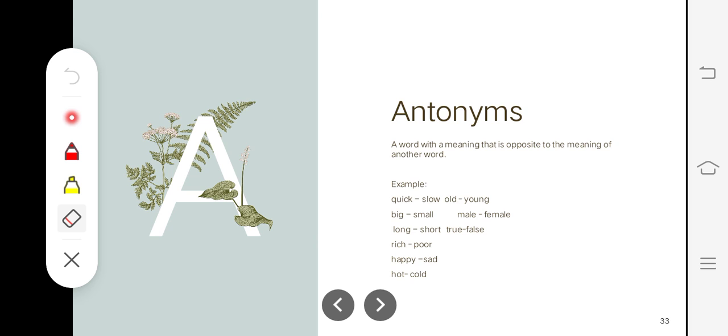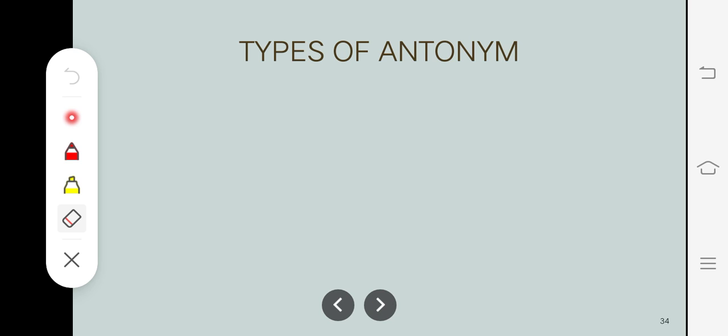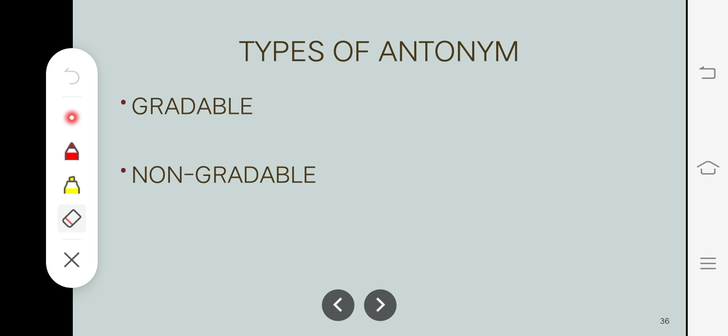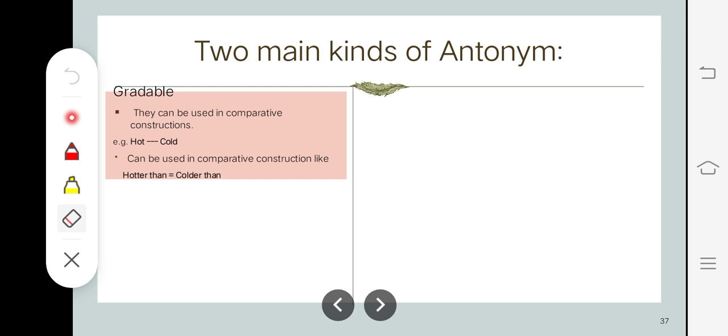And actually, guys, antonyms are usually divided into two main types, gradable and non-gradable. Gradable antonyms can be used in comparative constructions, such as the pair hot and cold. They can be used in comparative constructions like hotter than and colder than.